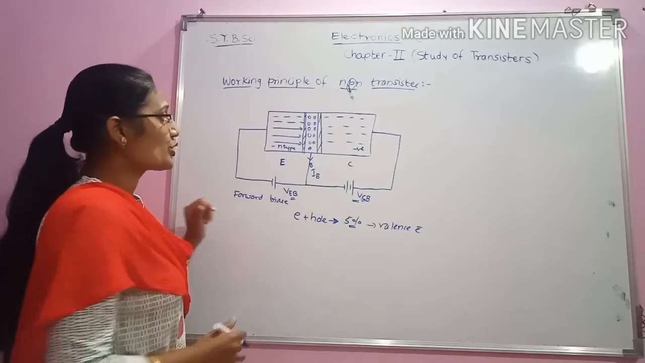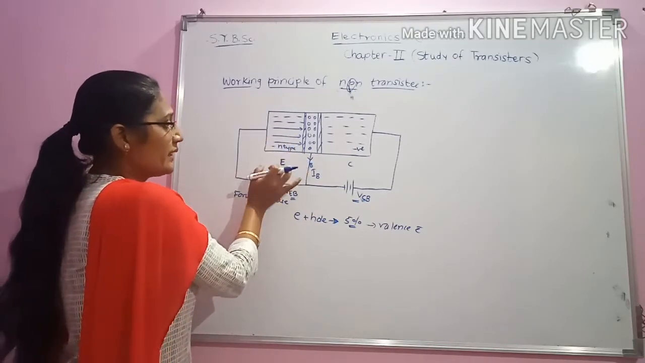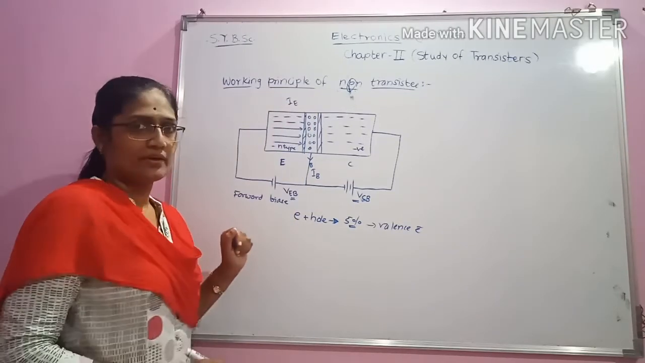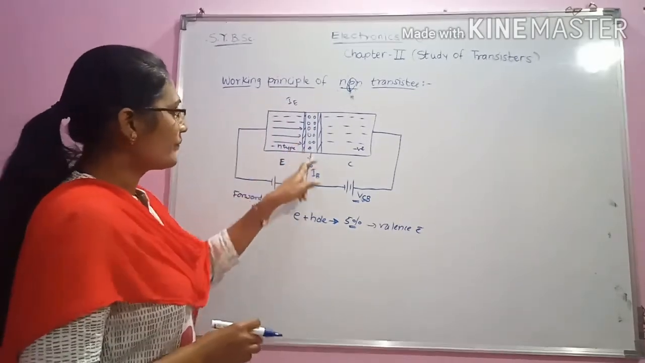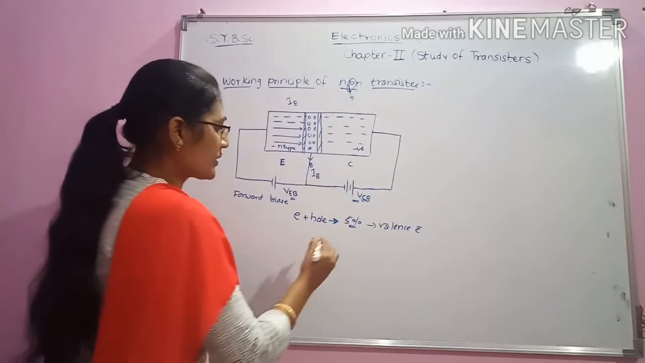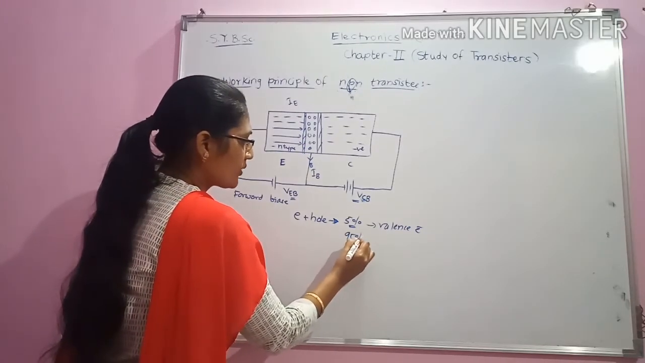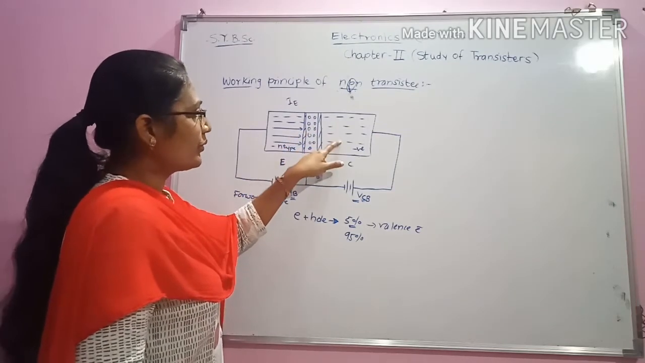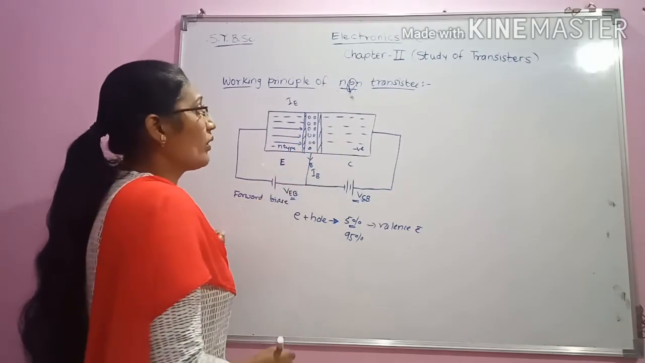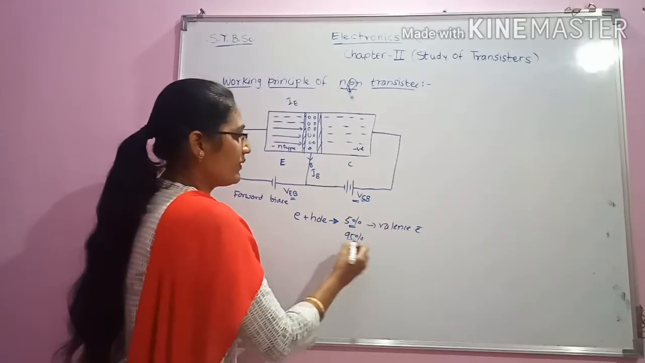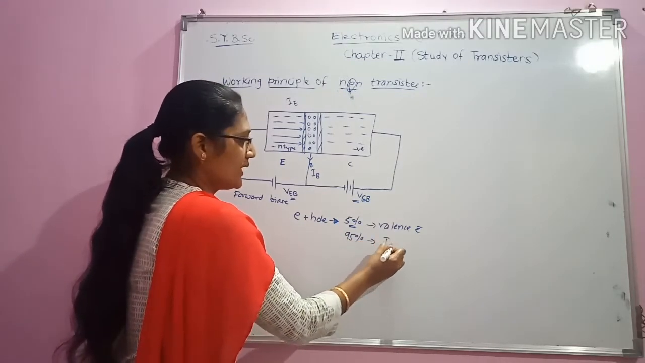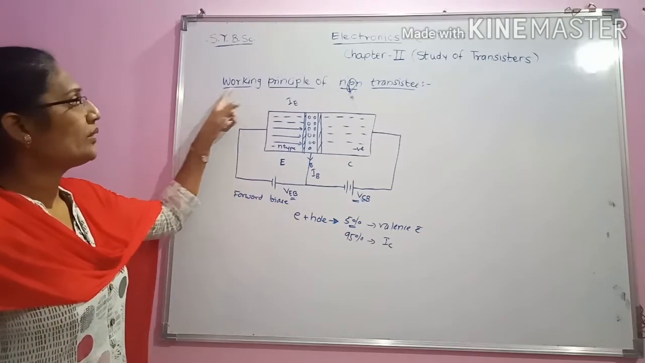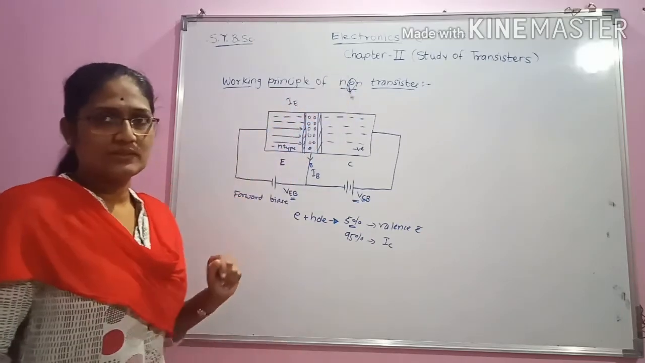Due to the migration of electrons inside the emitter, there will be generation of emitter current. And now this 95% of the remaining electrons will cross this barrier and will come to the collector section of the transistor and they will give us the collector current IC. This is the working principle of NPN transistor.